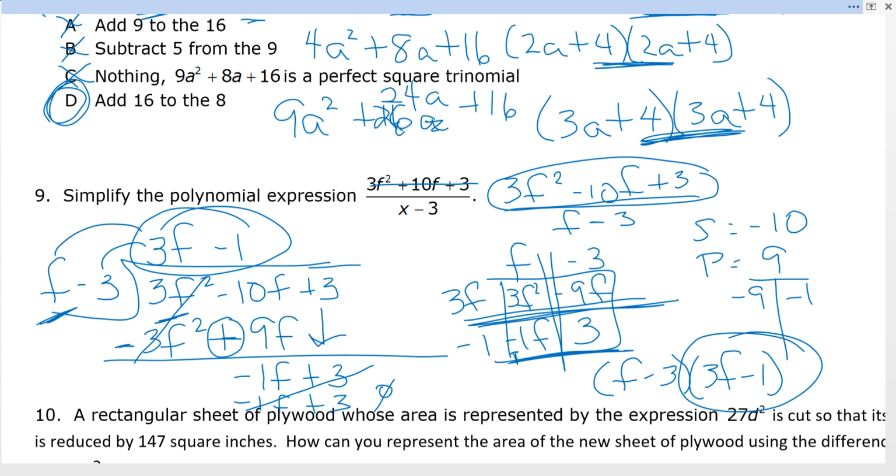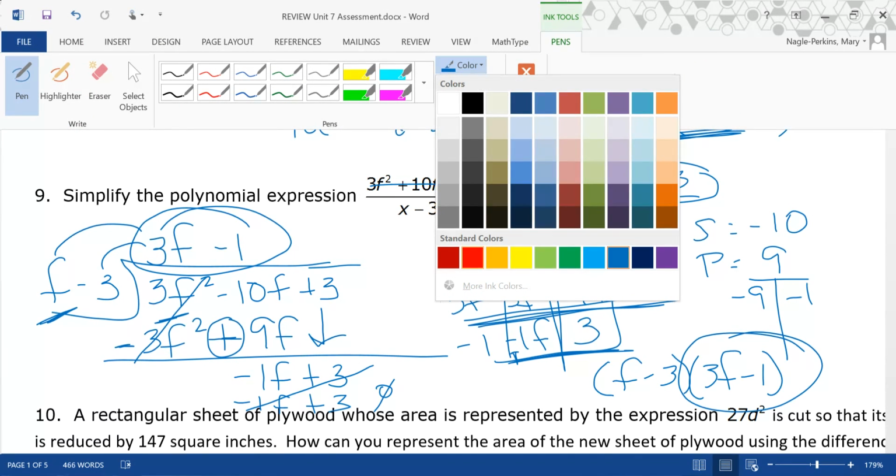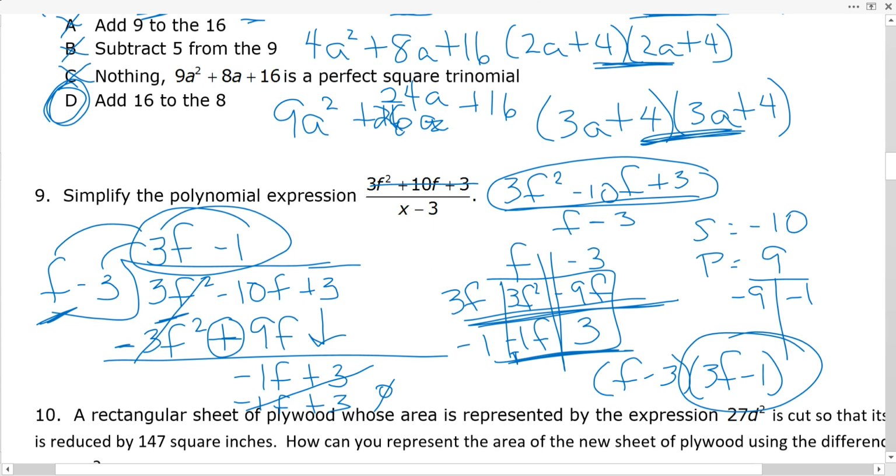And just because I can, when we're talking about simplifying, I would basically replace this, f minus 3 times 3f minus 1. And if I divide that by f minus 3, these basically cancel out, and I'm left with this as my answer.